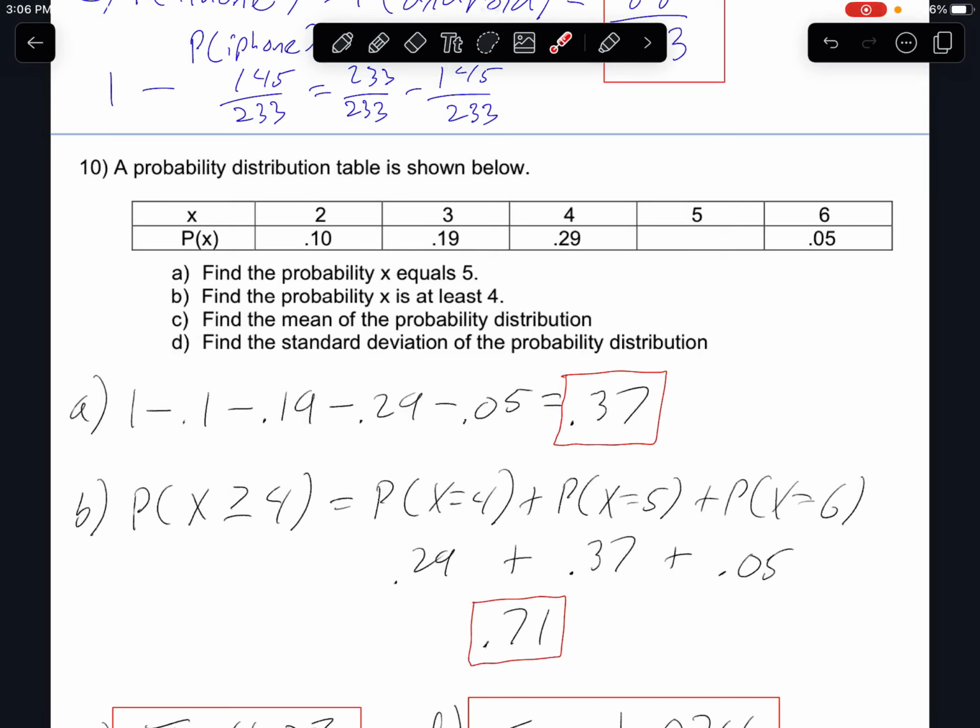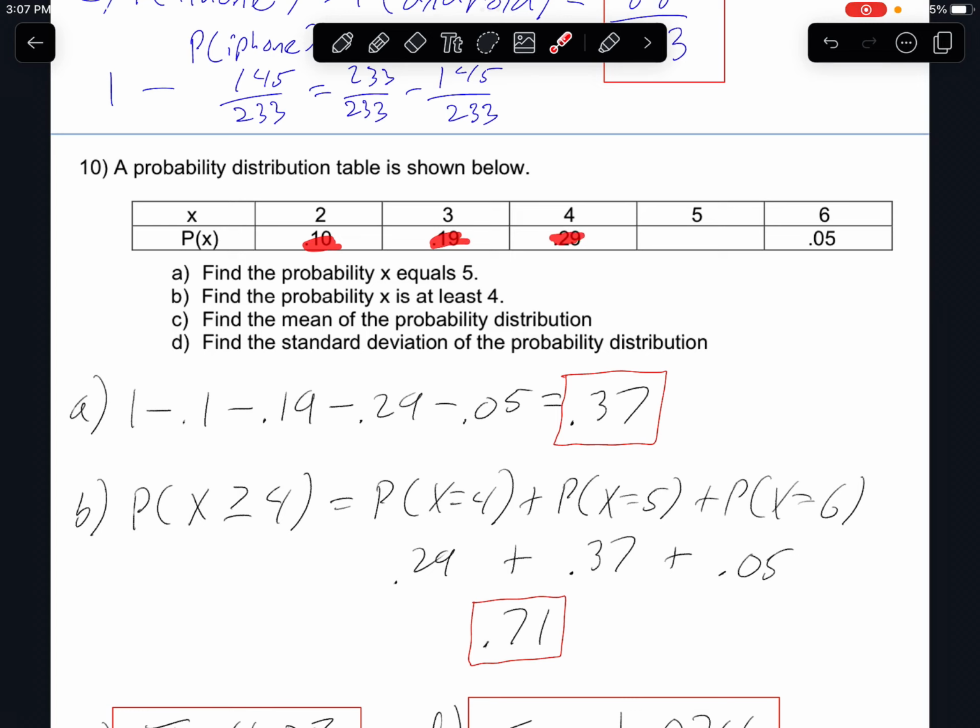A probability distribution given as a table such as this. We have an outcome called X, and the outcomes are 2, 3, 4, 5, and 6. There's nothing else that's possible in this study, in this experiment. We have the probability of each of these outcomes happening.